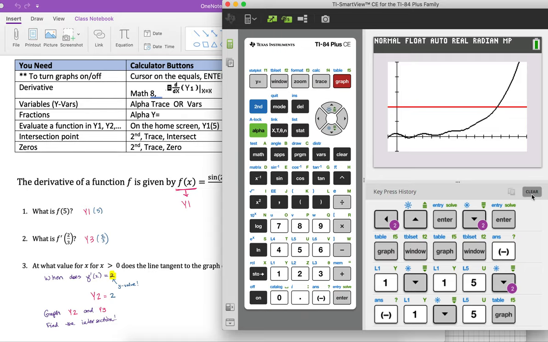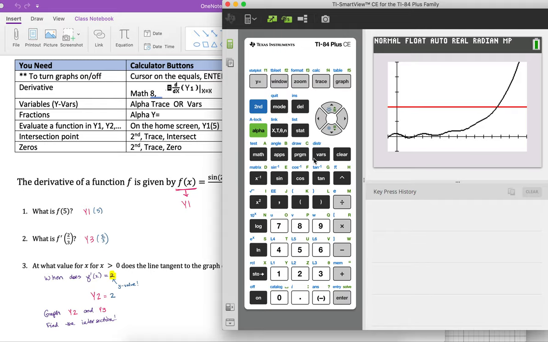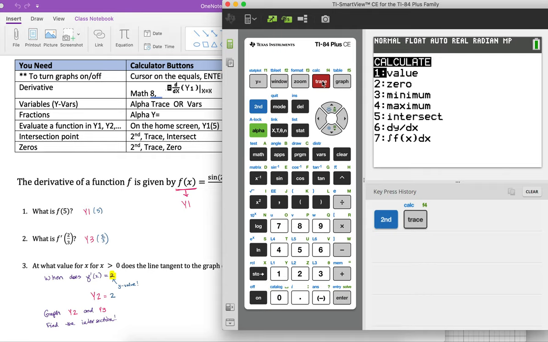So now I'm going to clear the history again so you can watch my keystrokes, and we're going to find the intersection. To do that, you want to calculate, and if you look, calculate is above the trace button. So it's second trace, which gives you calculate. And you can find values, the zero, minimum, maximum, and where we intersect. So that is what we want to find, the intersection value, which is 5.